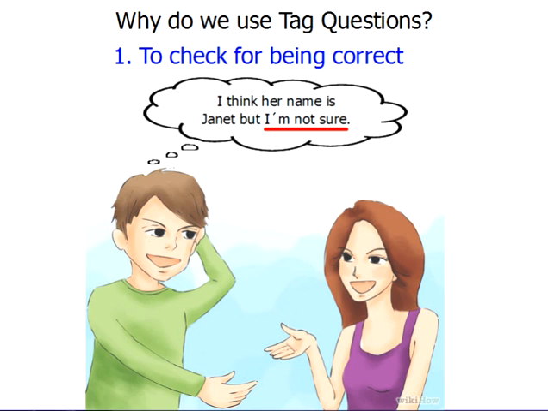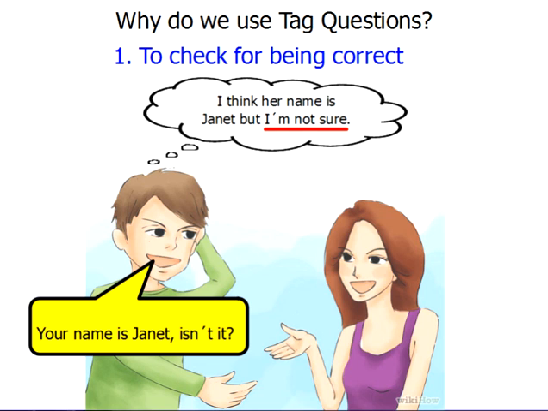Okay, so now we know how to make a tag question, but now we need to look at why do we use tag questions? Well, one reason that we use tag question is to check for being correct. So remember Manuel, he sees Janet and he's thinking to himself, he says, well, I think her name is Janet, but I'm not sure. I'm not absolutely positive. So he wants to check to make sure that he is correct. And he's going to use his tag question, right? He's going to say, your name is Janet, isn't it?